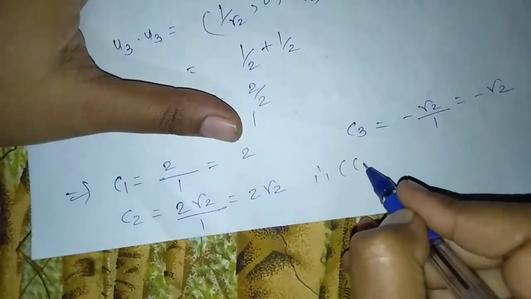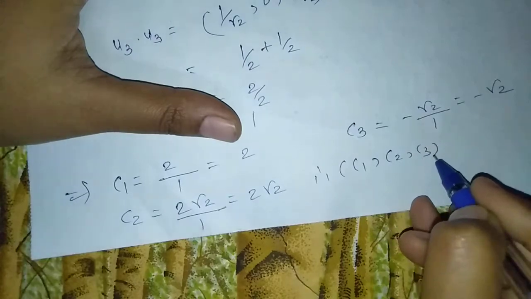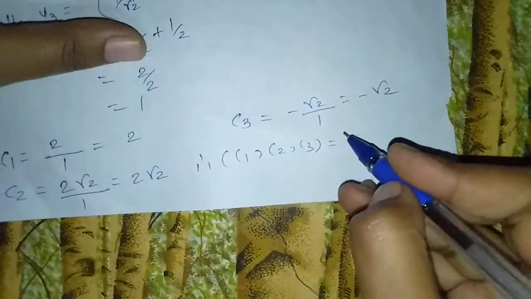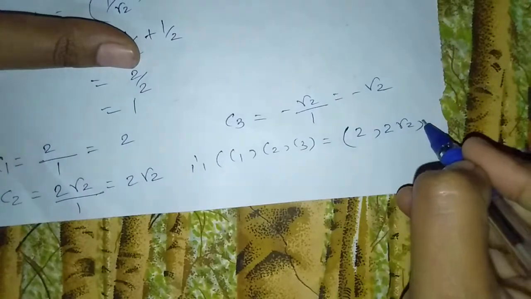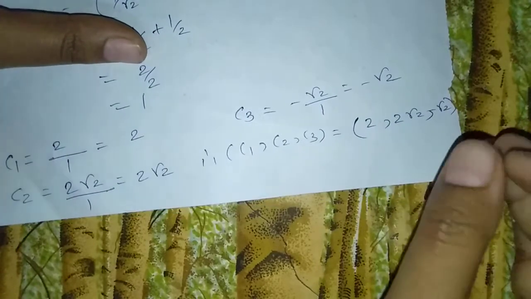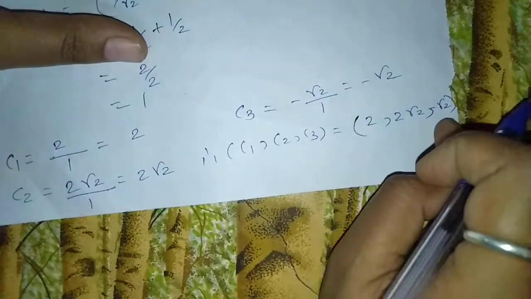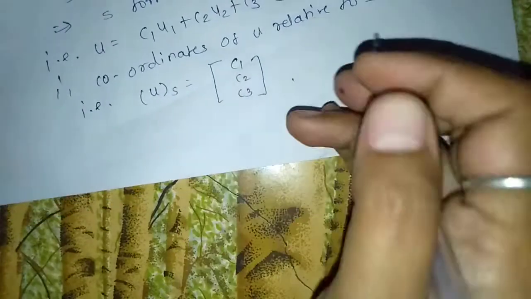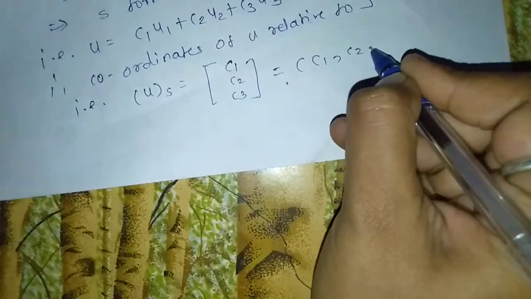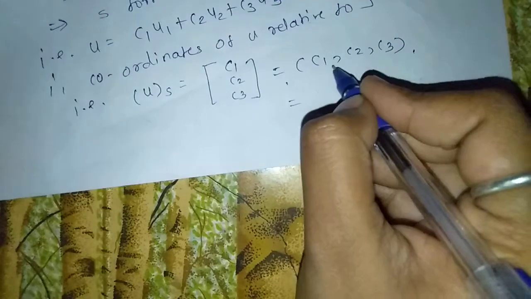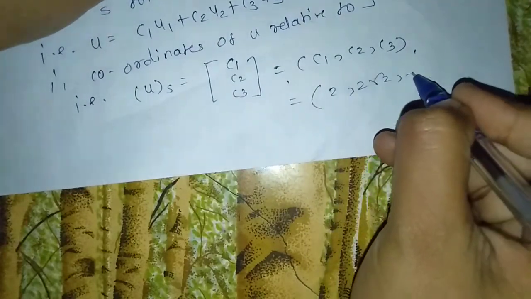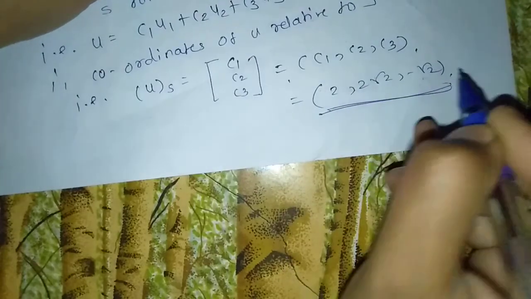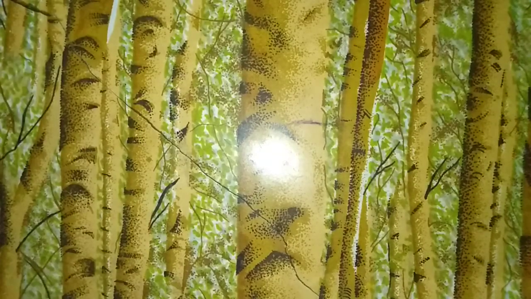So the coordinate vector C1, C2, C3 is equal to, C1 is 2, C2 is 2 root 2 and C3 is minus root 2. So the coordinate vector is (2, 2 root 2, minus root 2). Here C1, C2, C3 can be written as (C1, C2, C3), and the value of (C1, C2, C3) is nothing but what we got: (2, 2 root 2, minus root 2). Now the next example.